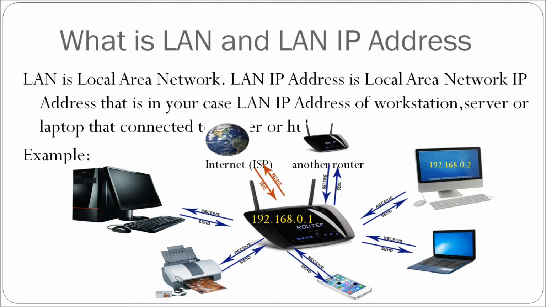If a device is connected to a router, it's called a LAN IP address, local area network IP address, because it's connected to a router, and the router is connected to the internet. When the device is connected to the internet directly, it's called a WAN IP address or public IP address. But when the device is connected to a router and the router is connected to the internet, it's called a LAN IP address, because it's communicating with the router, and the router is the head of the local area network, or LAN.